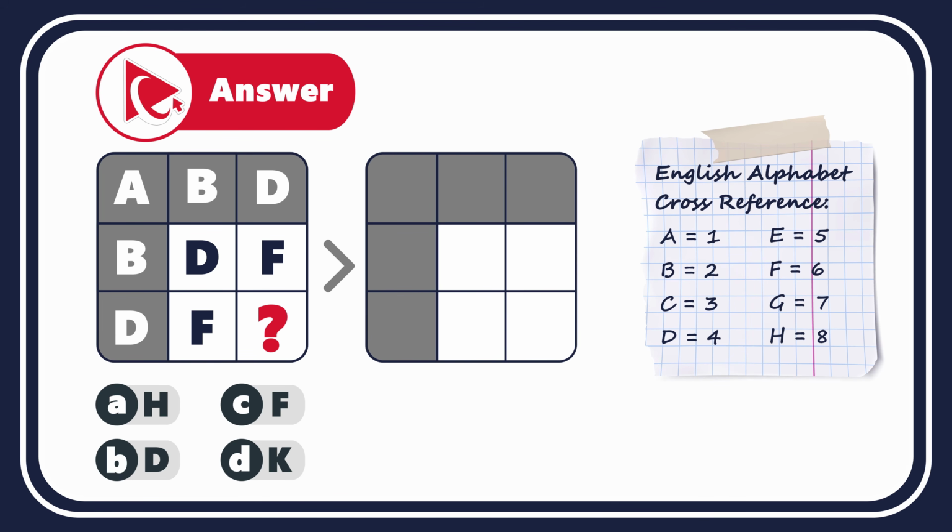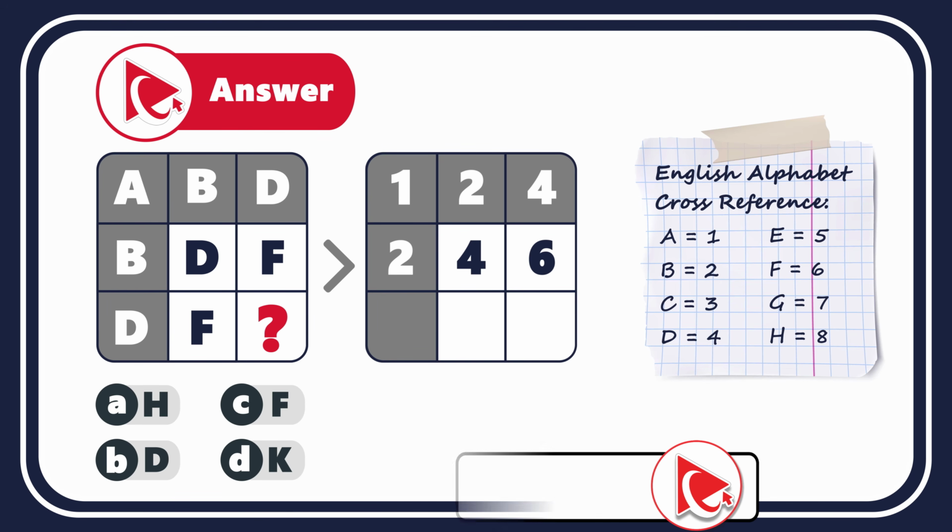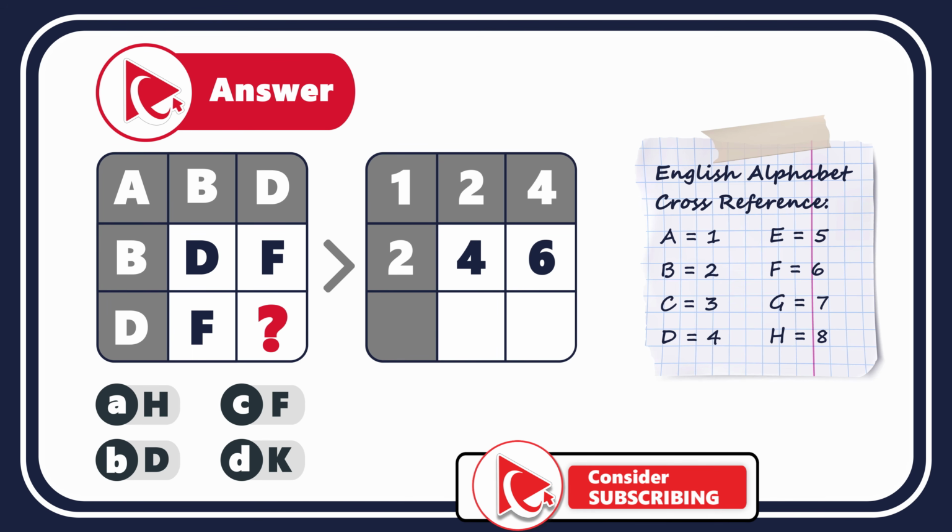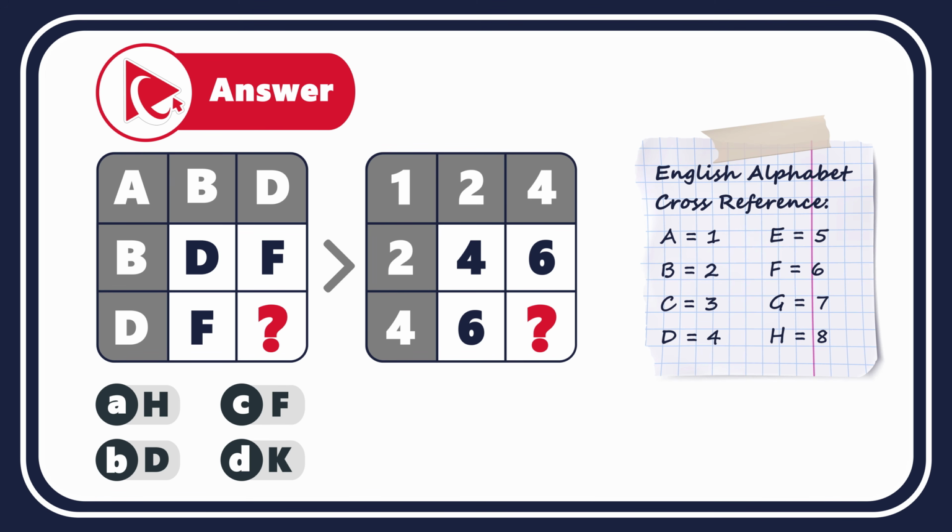So for the first row, the numbers will be 1, 2, and 4. For the second row, the numbers would be 2, 4, and 6. And for the third row, the numbers will be 4 and 6, and then the missing number. The next step is to determine what's happening with the numbers and how to calculate the missing number. Remember I gave you a hint? Hope you figured it out, because numbers in the white squares here are the result of addition of numbers in the gray squares. Let's look at the example.